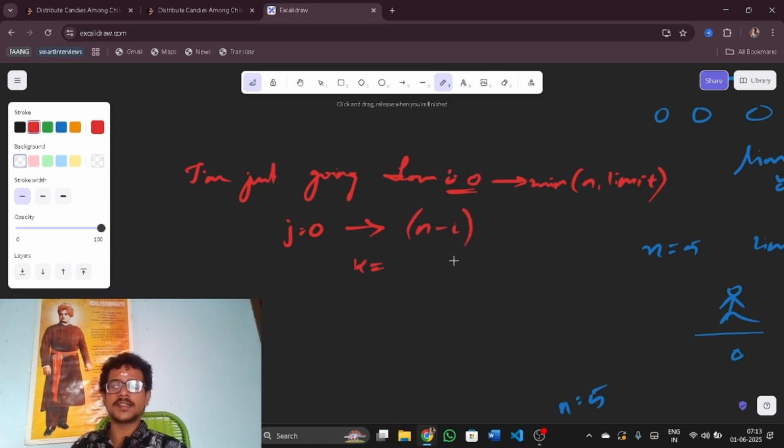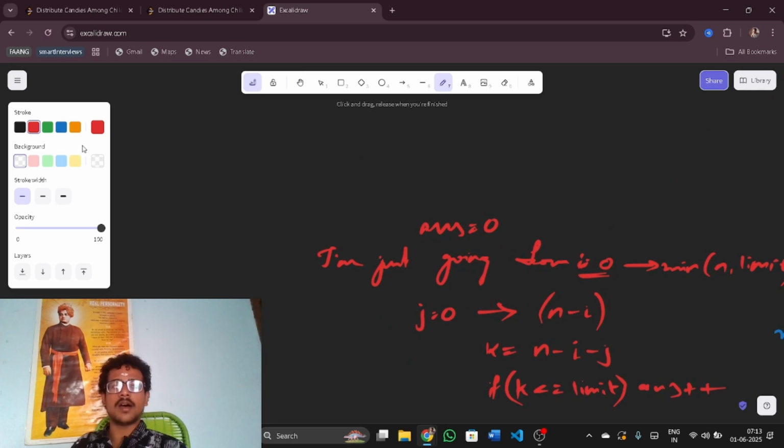Now what does the third child get? The third child gets k = n minus i minus j number of candies. If k is less than or equal to the limit, then our answer increments, and let us initialize answer equal to 0. This is what the algorithm looks like, but this will fail for the second part of the question. How do we optimize this?